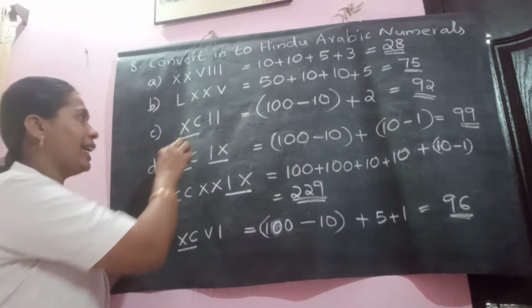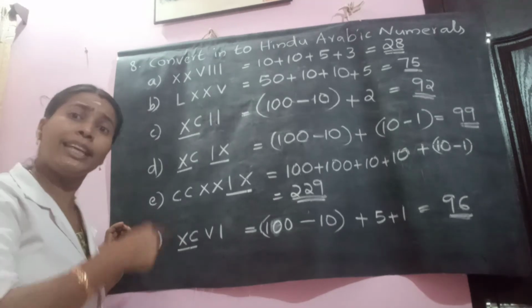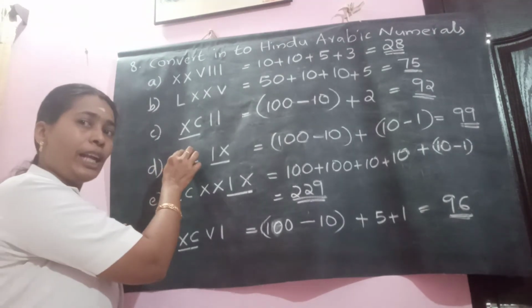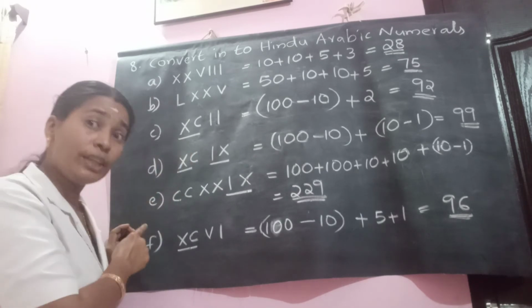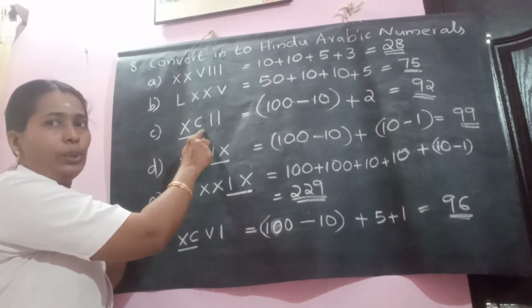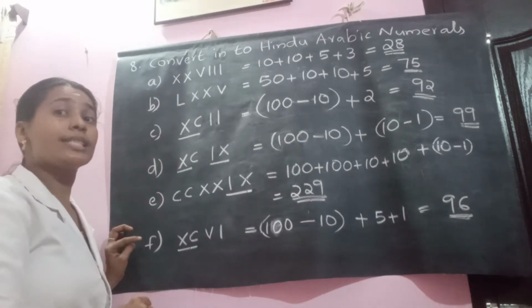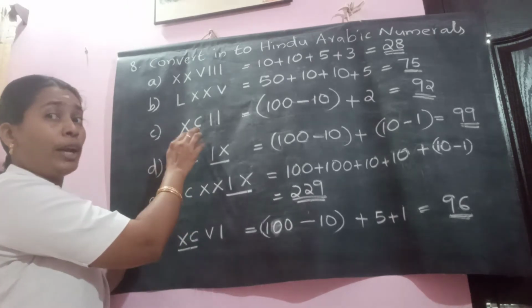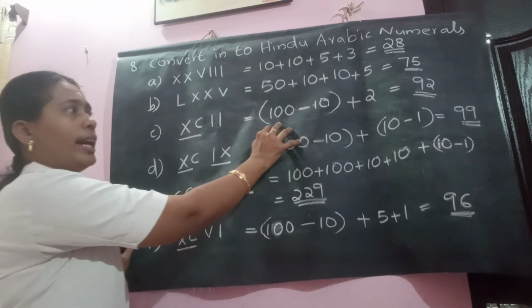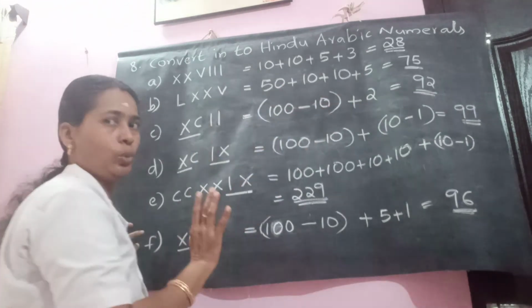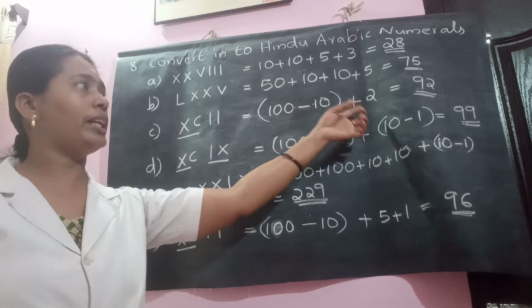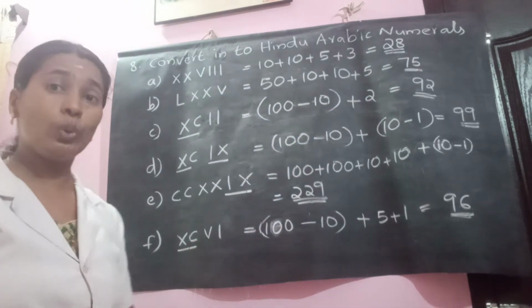Similarly, XCII. But see, X is small and C is big, and the smaller value is on the left side of the greater value. So what do we have to do? Subtraction. From where to where? Small number from big number. 100 minus 10, and plus 2 has no change. 100 minus 10 is 90. 90 plus 2 is 92.